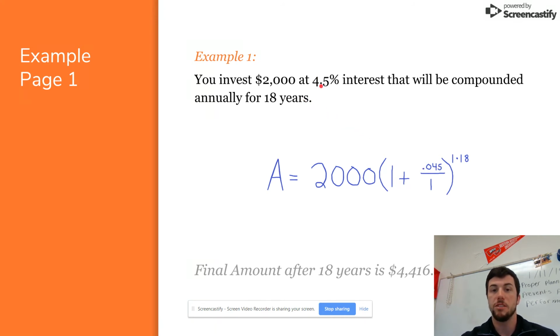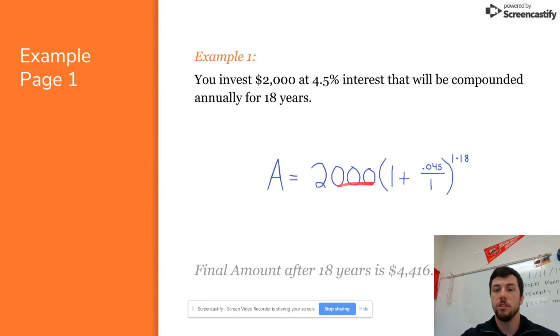0.045. What I did was take this decimal and move it 2 places to the left, divided that by 1, and the place I got this 1 from is that it says compounded annually. N represents the number of times per year that something is being compounded, and annually means one time per year. So we put that right there, and we put that right there in the exponent. And then 18 is the number of years.